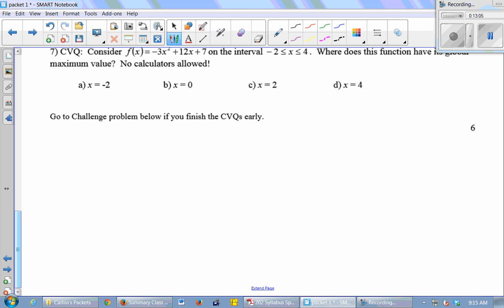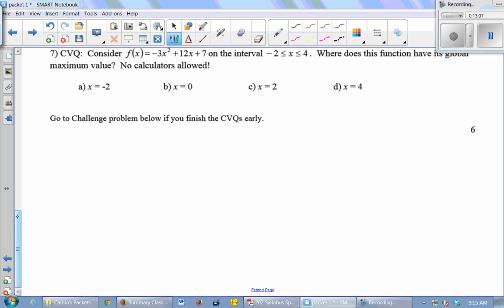Okay, so where could global maximums happen? Where the derivative equals 0, or, say that again? The end points of the interval, yeah. So we want to find f prime equals 0, or f prime of x undefined, right? Because those are also critical points. So you could have a global maximum at a critical point or at an endpoint of the interval.